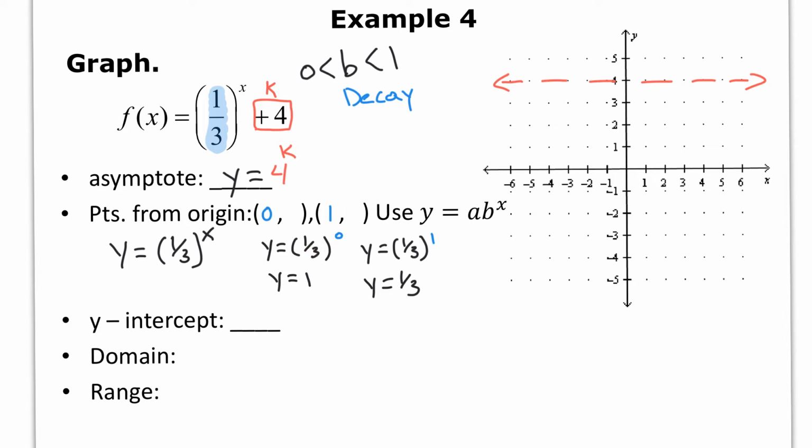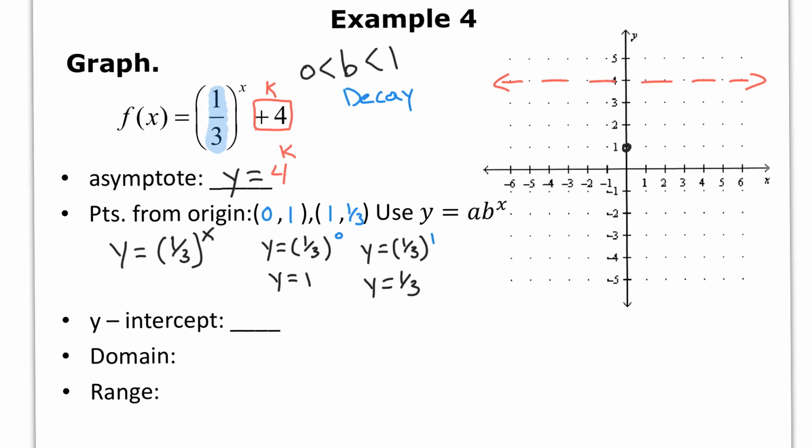Any number to the 0 power is 1. So that's my first y value, 1. And the next one, x equals 1. So 1/3 to the first power is just 1/3. So I'm going to put 1/3 right there. So that's not my actual graph. Remember that we have a transformation, but I'm using those points as reference points, so I know what points to move 4 steps up, which is the k value. That's your transformation.